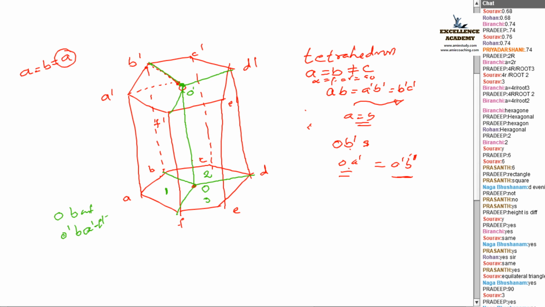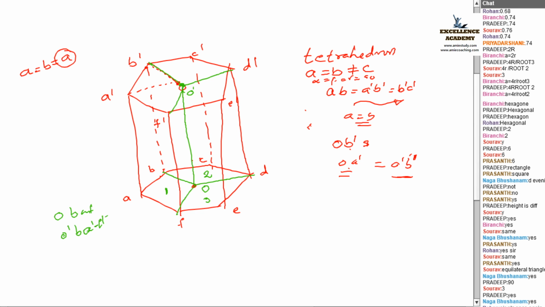Now, thing is, I am going to draw the body diagonal for each tetrahedron. That is, join this A and O. Join this A and O. At the middle of that, I place one atom. What is that atom? That is one body-centered atom, right?